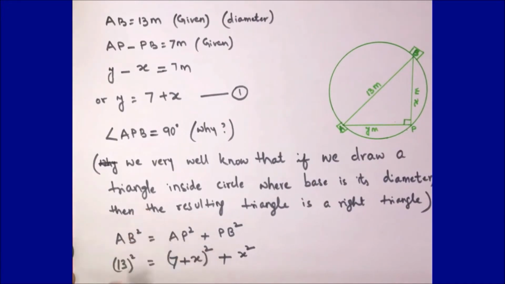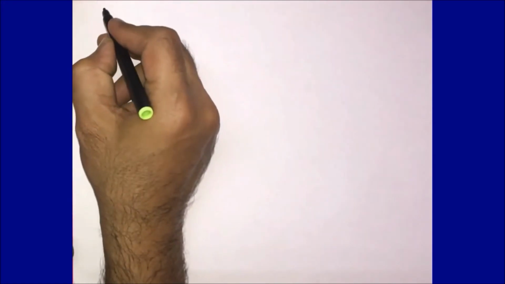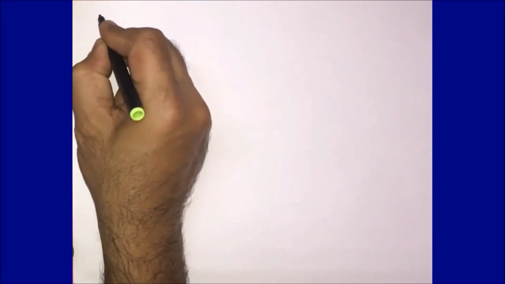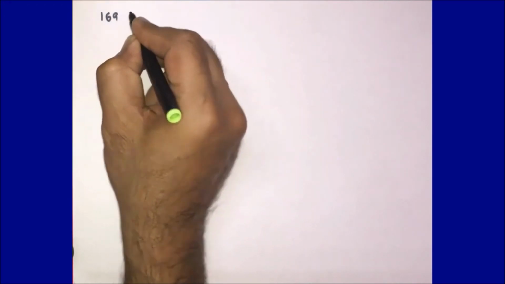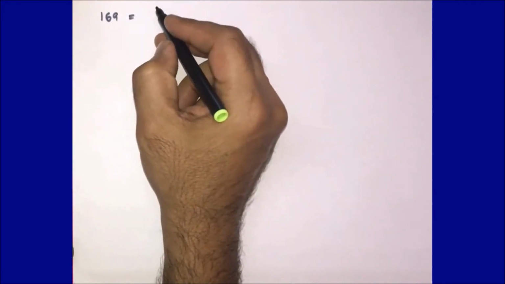Now let us solve this equation and see what we are getting. So we are going to solve this equation and see what we get once we solve it. Now we have the equation 13 square, which is nothing but 169, is equal to 7 plus x to the power 2.